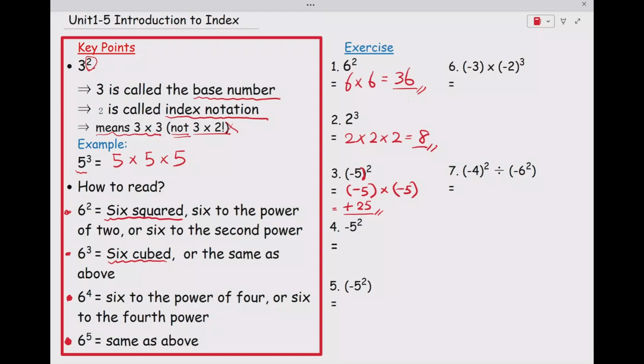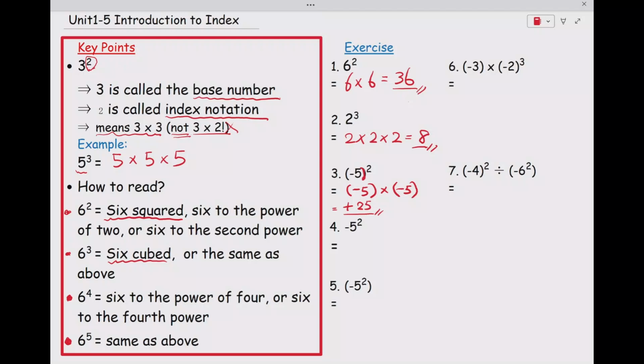Let's look at the next question, number 4 as well, in comparison. It is minus 5 to the second power. At first glance it looks like the same question as number 3, but the answer would be different. Do you know what the difference is from the previous question? Yes, that's right. There are no brackets.